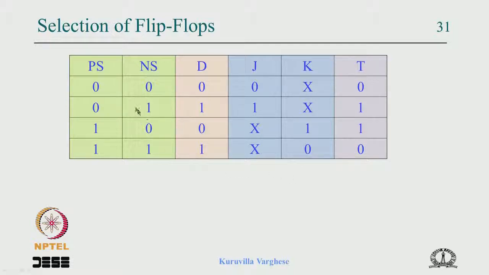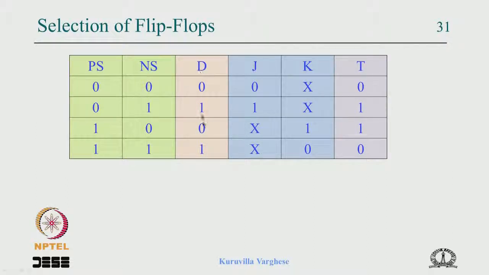And let us take this transition, the present state to the next state. These are the possible transitions: 0 to 0, 0 to 1, 1 to 0 and 1 to 1. Now if you are using D flip flops to implement the state machine, then we know that it's very easy. The input to the D should be the same as the next state. We don't care what the present state was. If the next state is 0, the D has to be 0; if the next state is 1, D has to be 1.